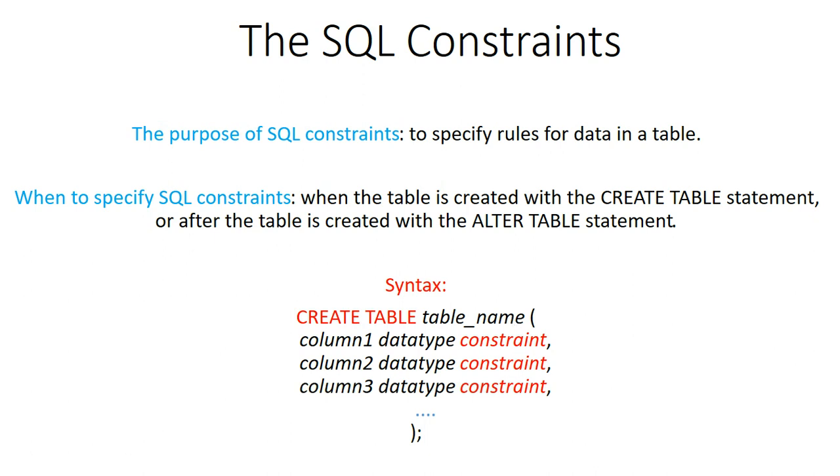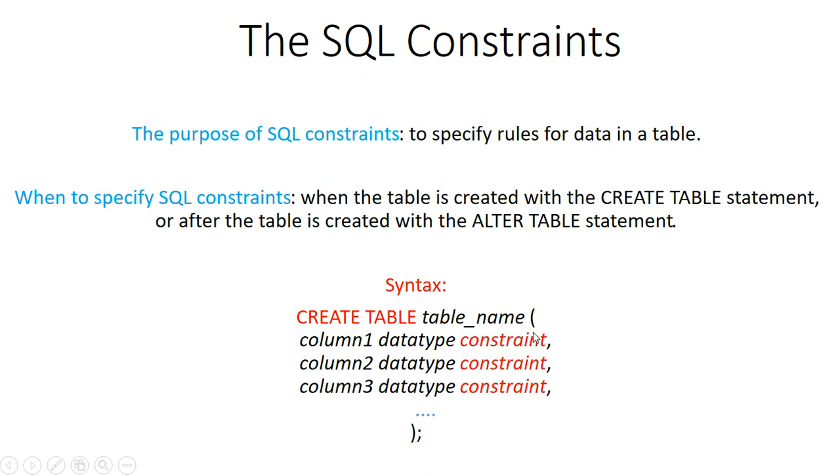Objectively, I may say create table employee. So the table is given the name employee. And inside the brackets, the curved brackets, we will be having our columns. Column number one, data type, for example employee name, varchar, that's the data type, and the number of characters that I'm going to have for that column. Then I now specify the constraint.